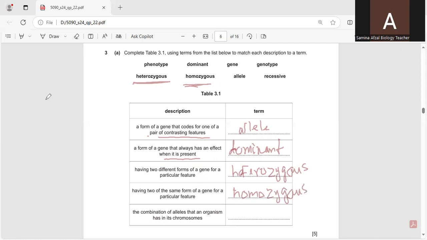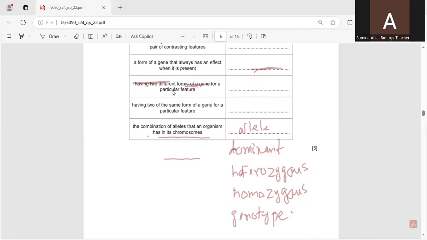And then the combination of alleles that an organism has in its chromosome. So the combination of genes will be the genotype. Now we will move towards the next question.